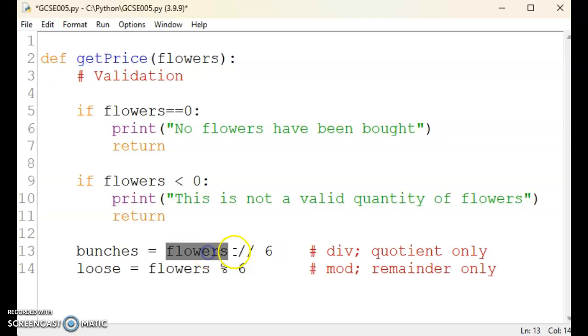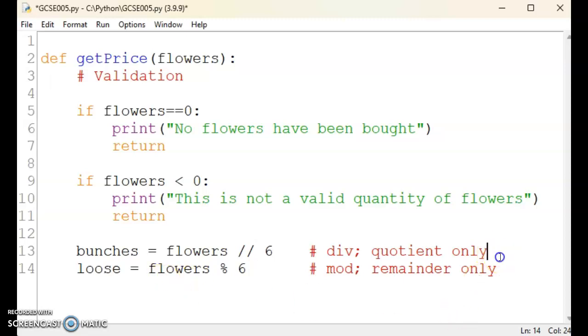So if you take 31 and divide it by 6 and only look at the quotient, 31 divided by 6 is 5 1/6. Therefore we only look at the number 5. But how many loose flowers does that leave? Well, if you divide by 6 and only look at the remainder, there is 1 loose flower.